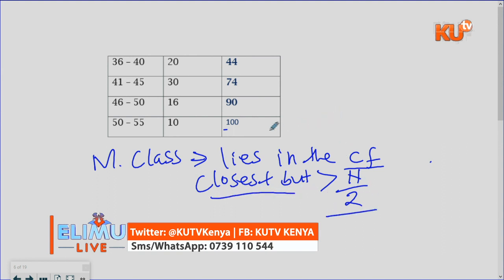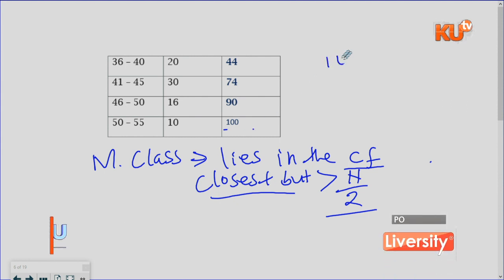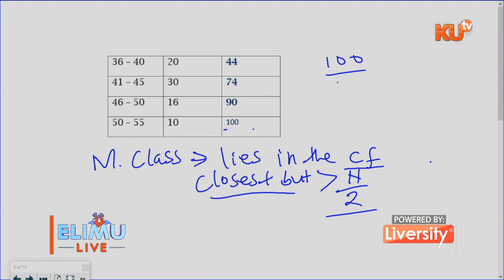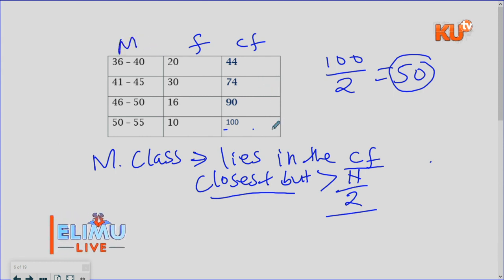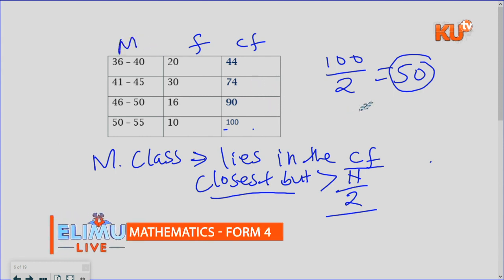Now, how do we do that? What is our total n here? What is our n? 100. So we take 100 divided by 2, and our answer is 50. Now, this 50 is not the median. We are saying we want to locate where 50 is in the cumulative frequency column. That is cumulative frequency. This is F. Then these were the mass, I guess.